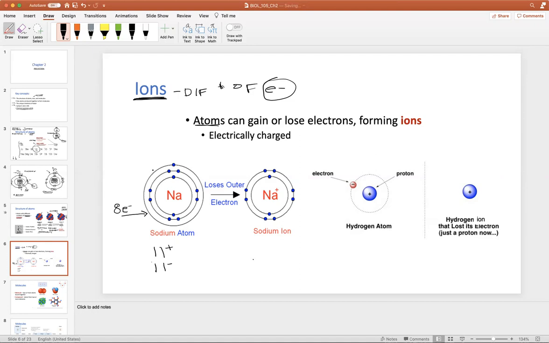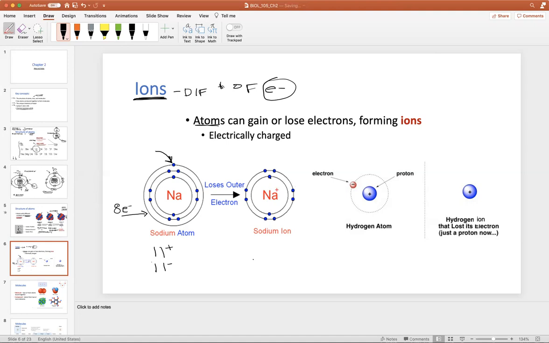Turns out that's kind of an unstable situation, and it's a pretty easy thing for other atoms to come along and snatch this electron away to fill some of their empty parking spaces in their valence shells. And so what happens is sodium has a tendency to lose its outer electron. Now let's look at this configuration.